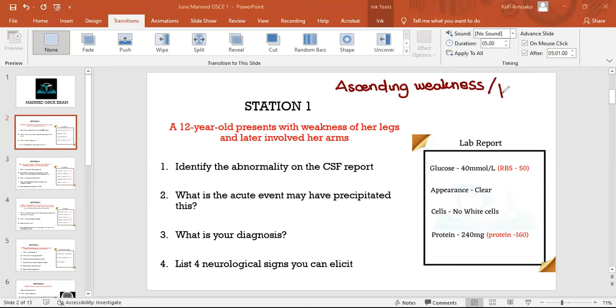So, for the MCQ takers, anytime you see in pediatrics that someone had an ascending paralysis, the first thing that should come into your head is Guillain-Barré, but read on. Maybe they are not asking for the diagnosis or something. Okay, so an ascending symmetric weakness. So it's symmetric. Two of the legs are gone. Then later, two of the hands are gone. What do you think will happen next?